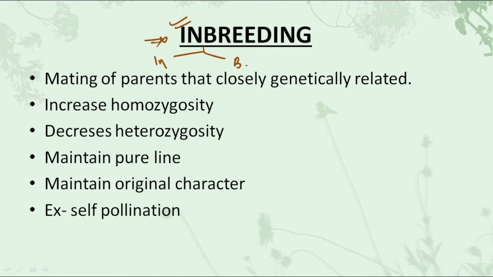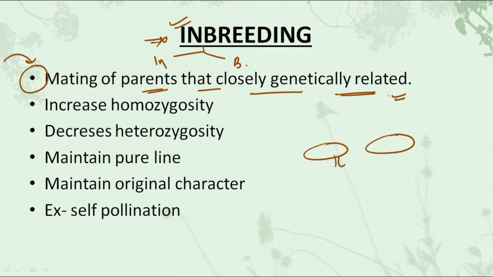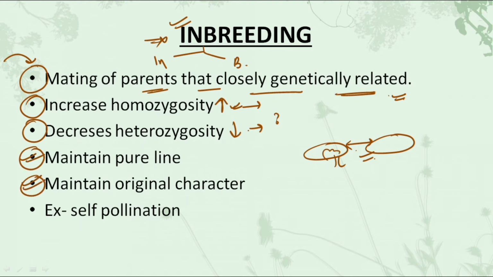In this, we are mating plants that are genetically very closely related. That is, we try to mate progenies that are very closely related to each other. As a result, it leads to an increase in homozygosity and a decrease in heterozygosity. What homozygosity and heterozygosity are, I'll explain in a bit. Inbreeding helps to maintain the pure line and the original character. The most common example of inbreeding is self-pollination.